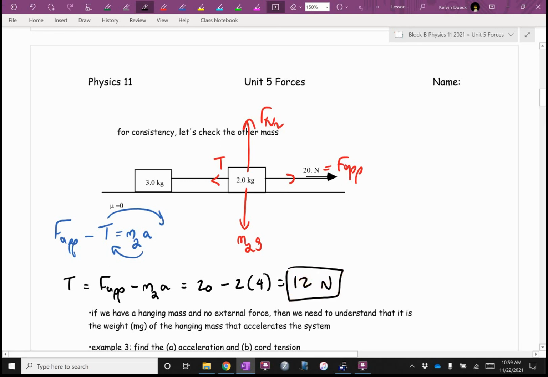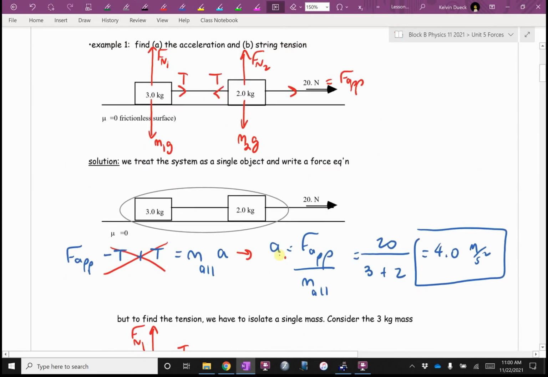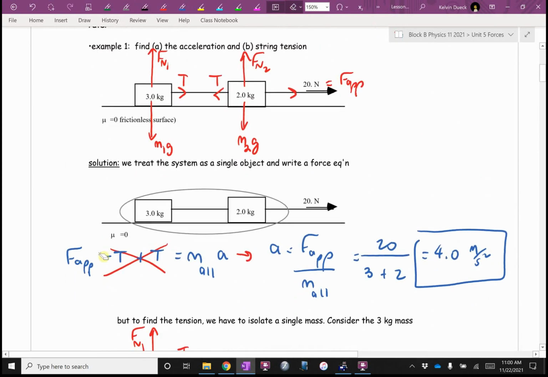So what you're going to have in your many body problems often is I'll ask you to find the acceleration and then I'll ask you to find the tension. You write an equation for everything to find the acceleration for everything. Why can't I use this equation for everything to find tension? Why doesn't this work? The tensions cancel out.